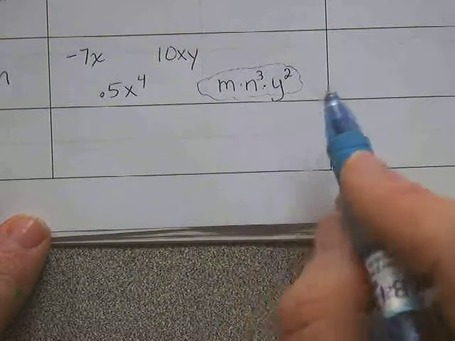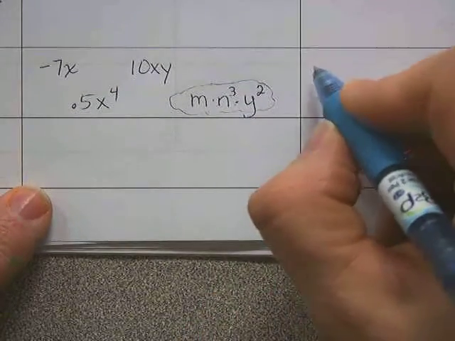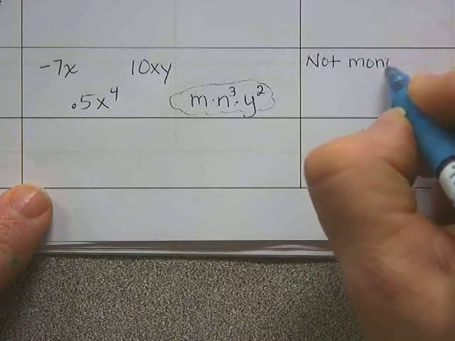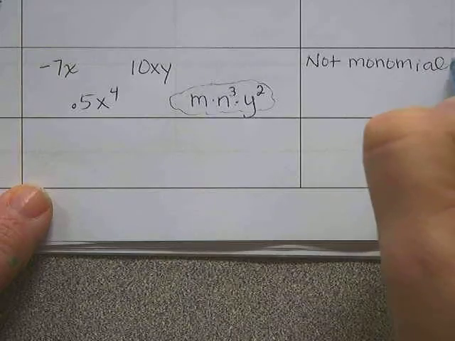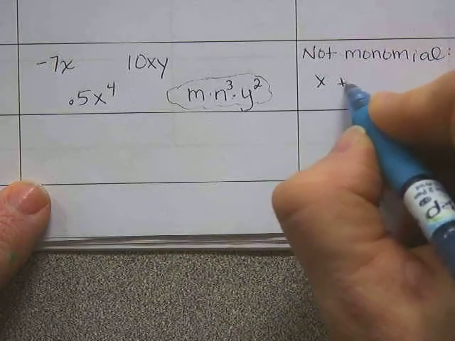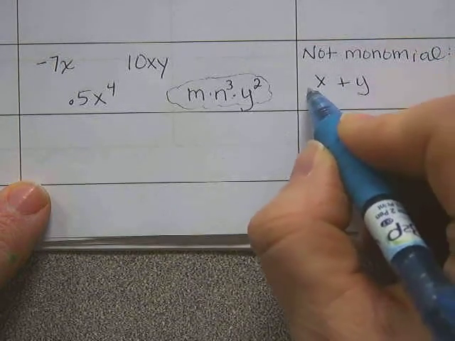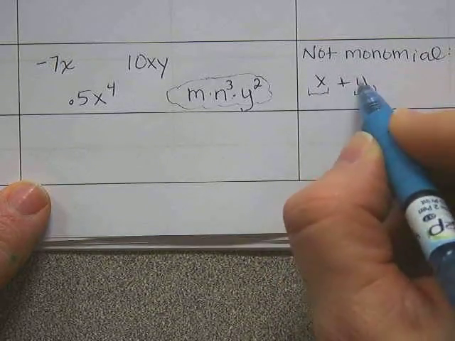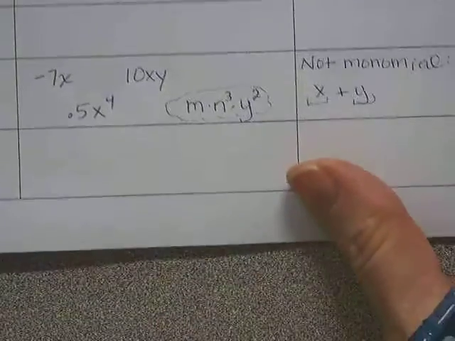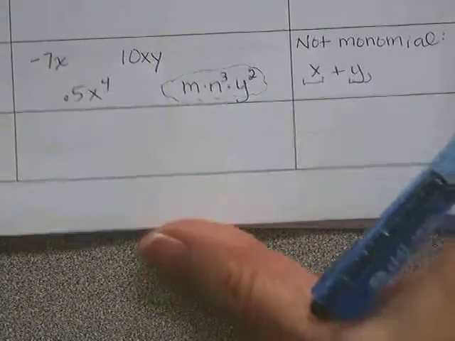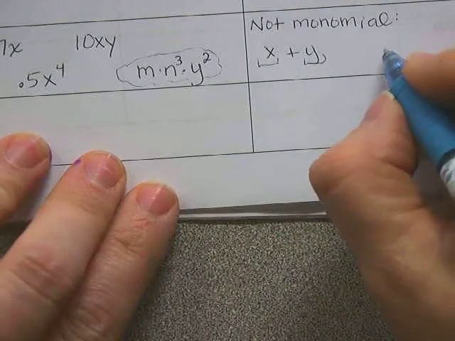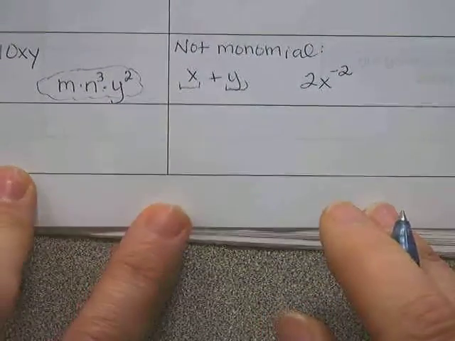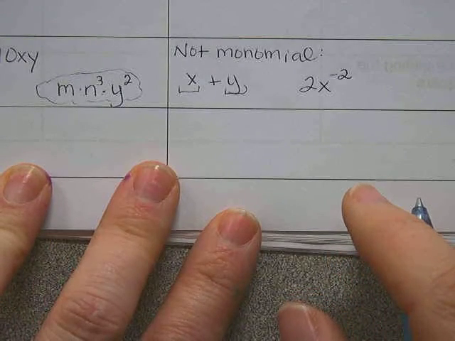Okay, addition and subtraction symbols separate terms. So not a monomial would be something like x plus y. X is a term, that's a monomial. Y is a term, that's a monomial. Together, when they're added, it becomes a binomial. Okay. Now, not a monomial is anything that has a negative exponent because that's not simplified or reduced.